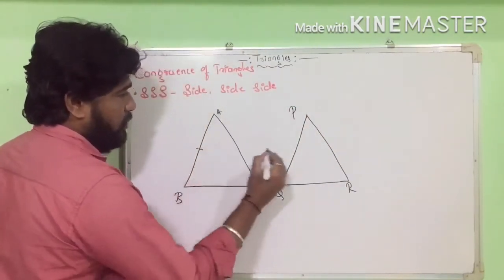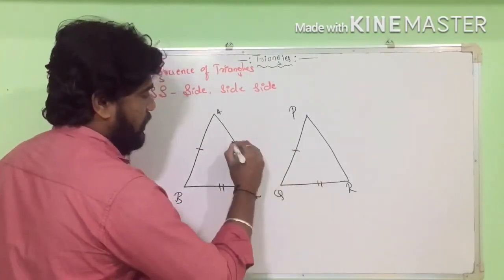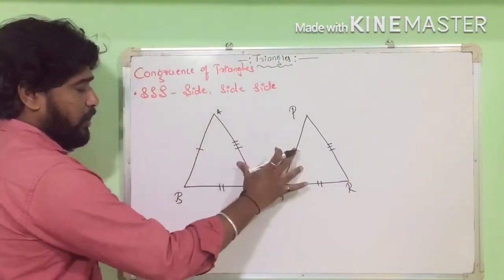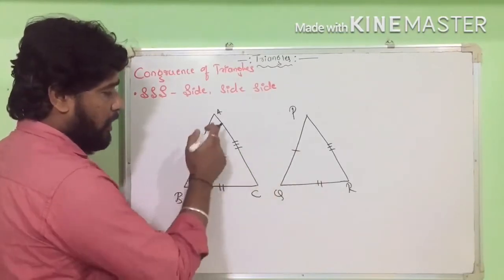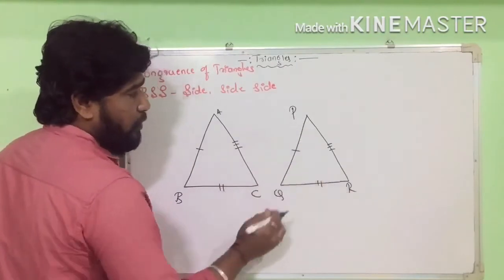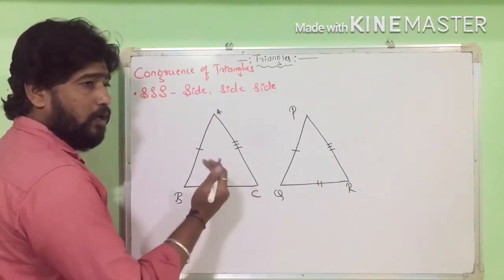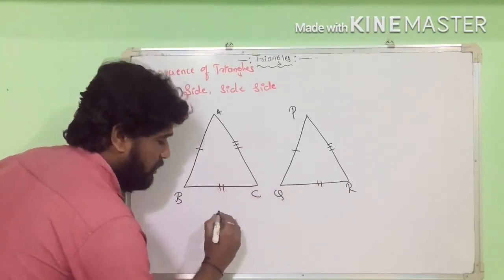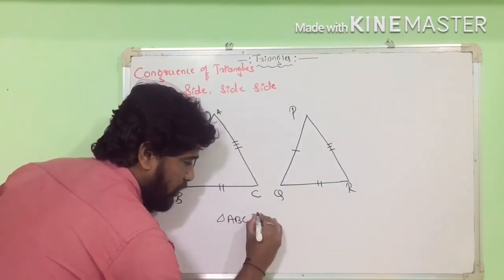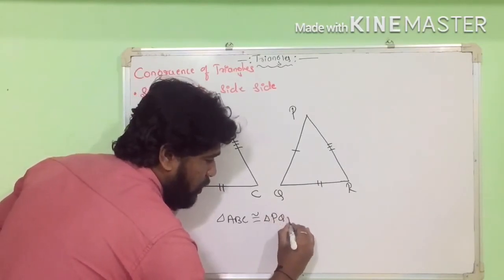So here AB is equal to PQ, and BC is equal to QR, and AC is equal to PR. In these two triangles, the three sides are equal. AB is equal to PQ, BC is equal to QR, AC is equal to PR. Three sides are equal in these two triangles. So the triangle ABC is congruent, it is a congruent symbol, to the triangle PQR.